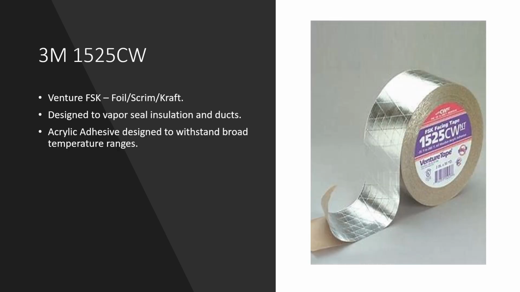For more demanding applications than the 1520 CW, there's the 1525 CW, which is an FSK tape. It's composed of foil, scrim, and craft paper. It's ideal for curtain wall insulation. It can get applied down to low temperatures like the 1520 CW, and with the scrim, it can handle stress where the 1520 would otherwise tear and fail.